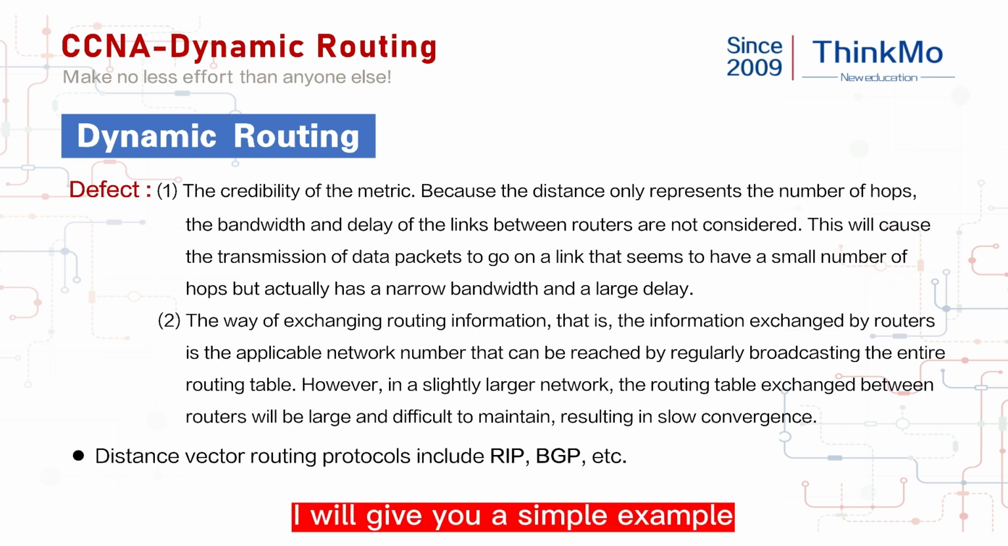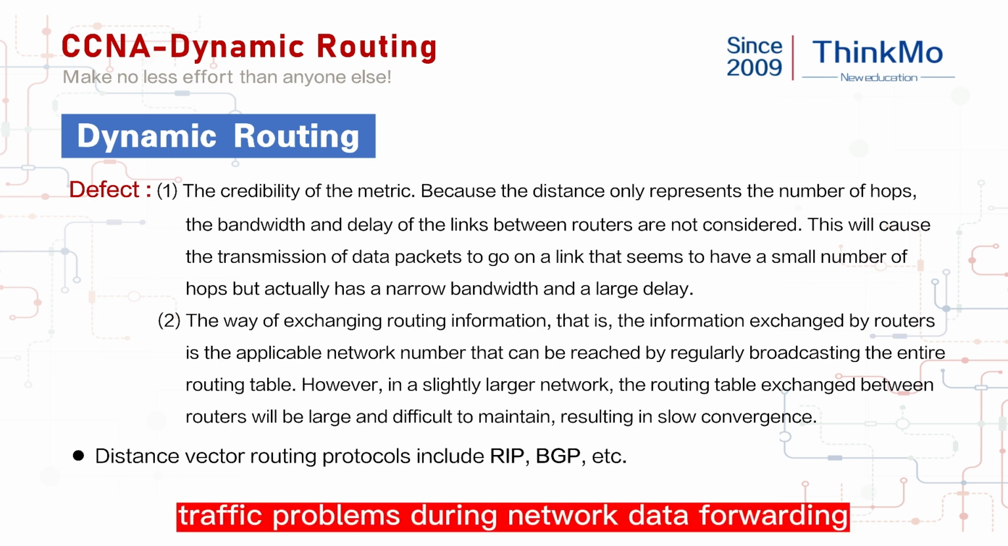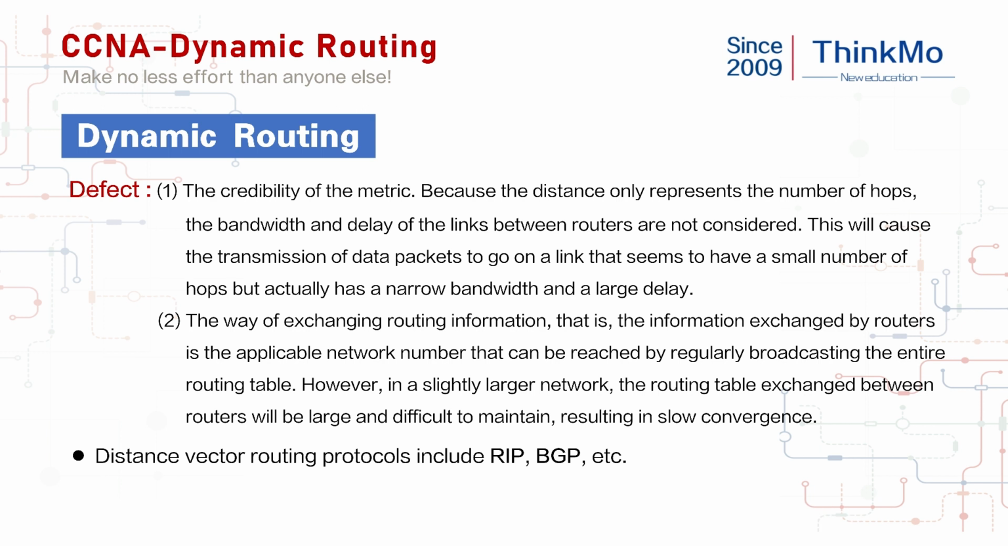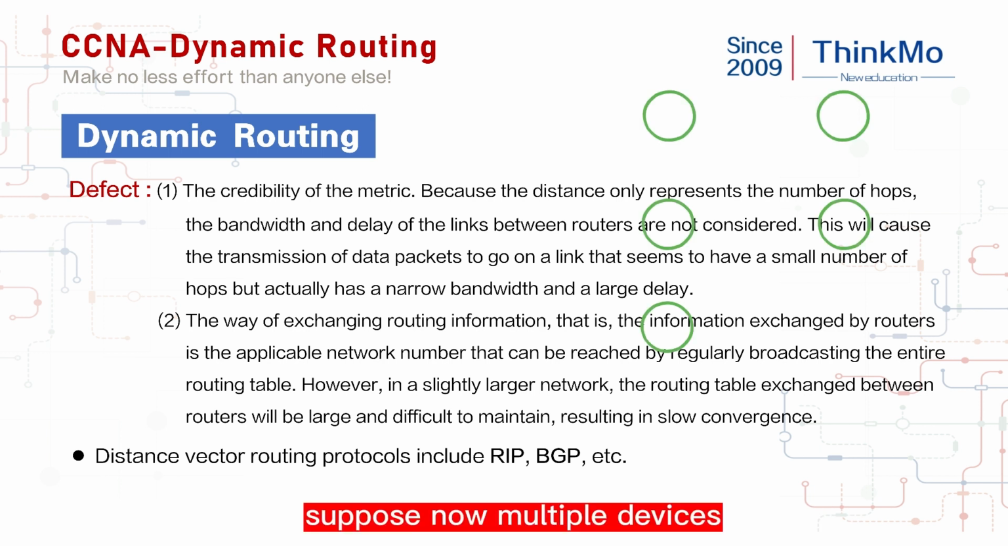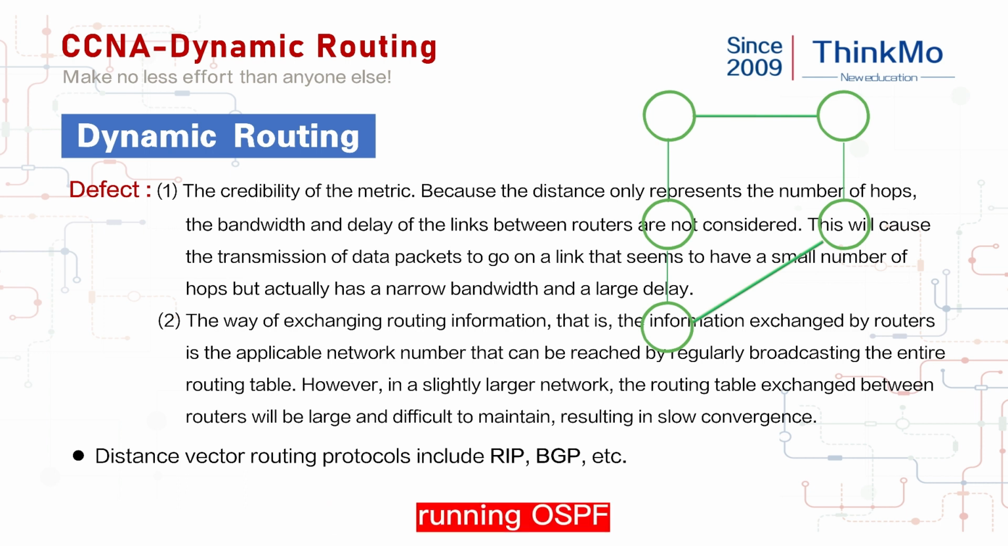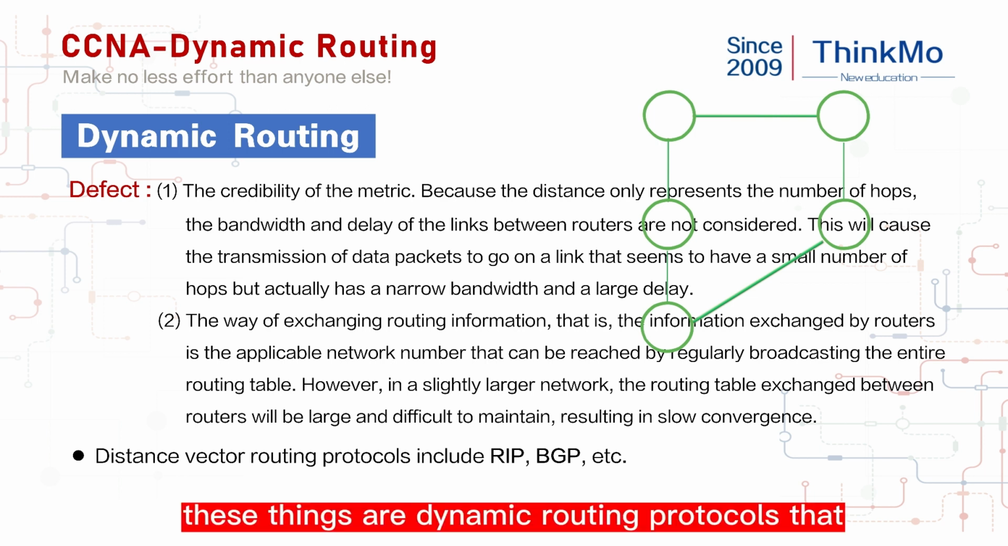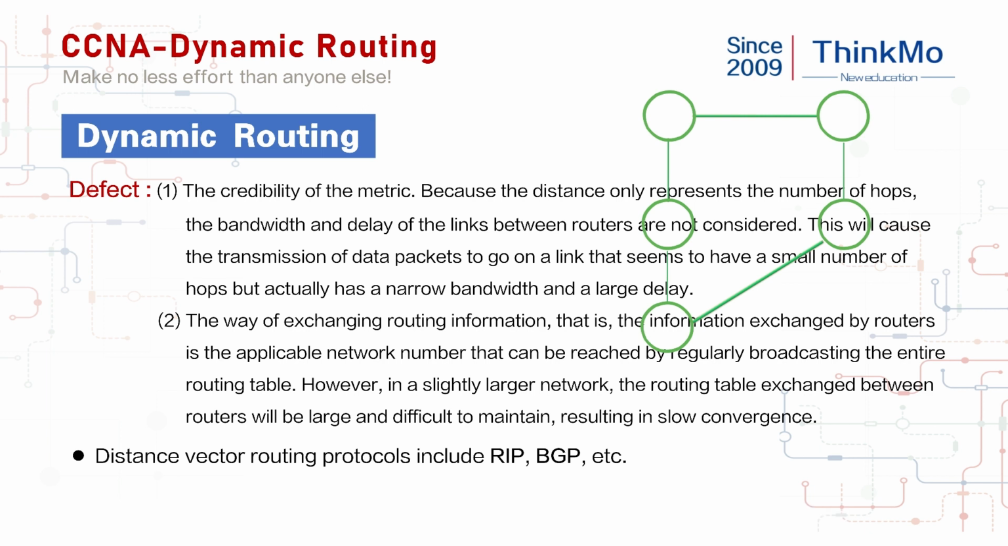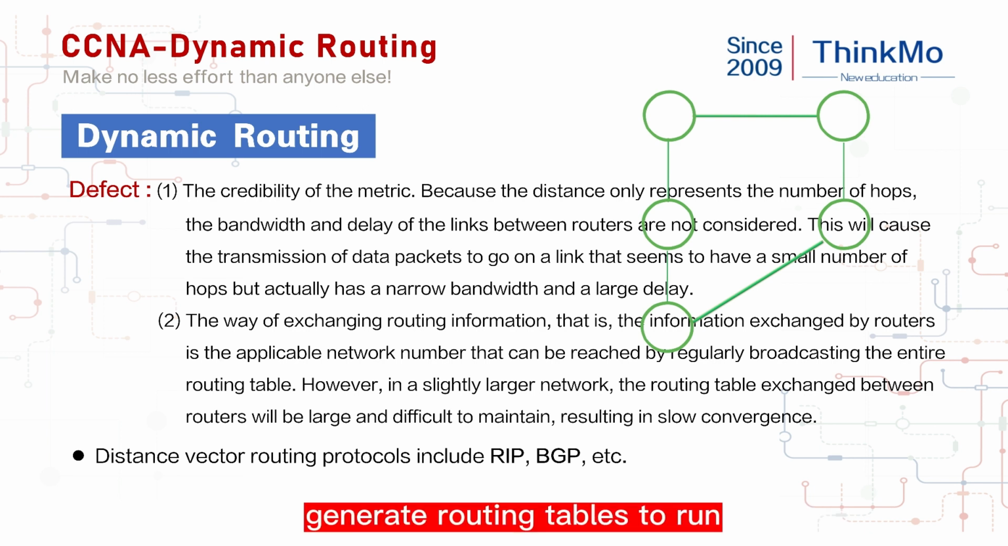I will give you a simple example. Everyone must be clear about traffic problems during network data forwarding. Suppose now there are multiple devices connected to each other. What we are talking about is running OSPF, RIP, EIGRP, and so on. These are dynamic routing protocols that generate routing tables and run messages between them.